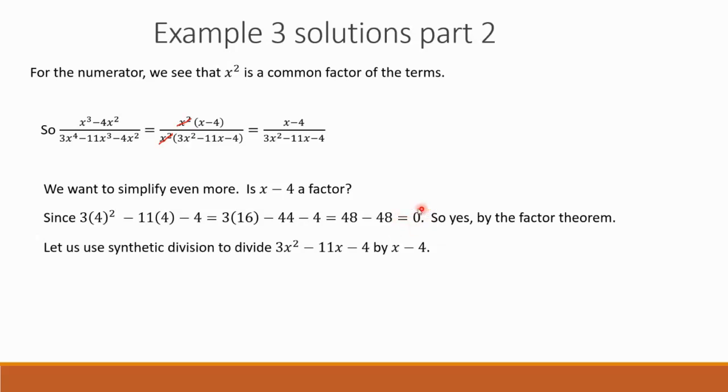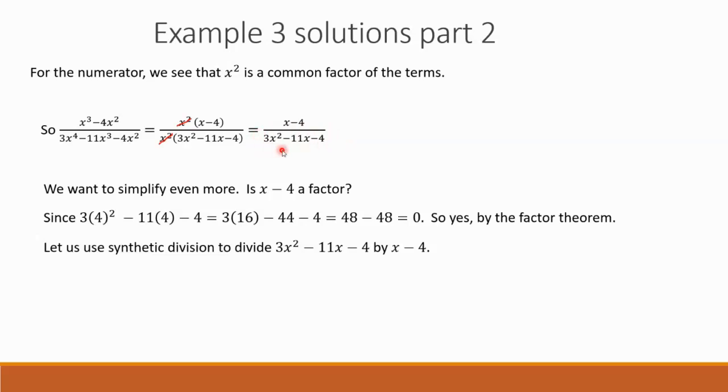Okay, so it might have been confusing what I said. Let me say this again. We want to know if this is simplified. Well, you can see that since x minus 4 is in the numerator, it's enough to determine if x minus 4 is a common factor, that is, if it's a factor of the denominator.